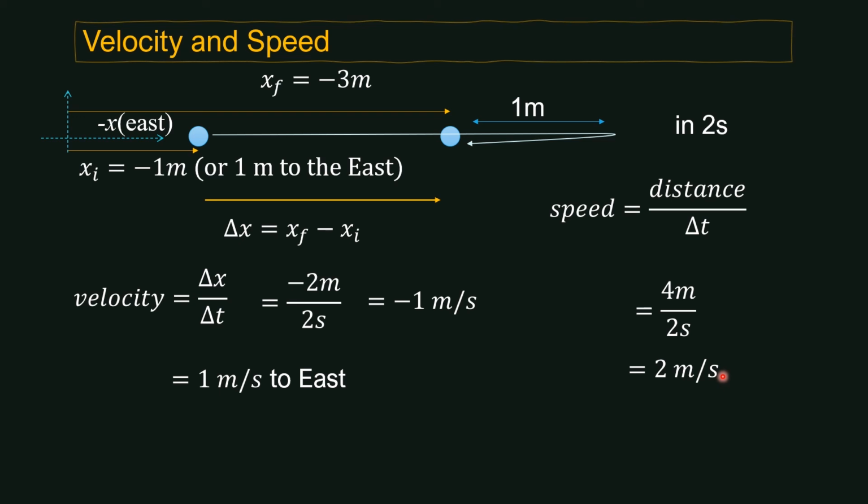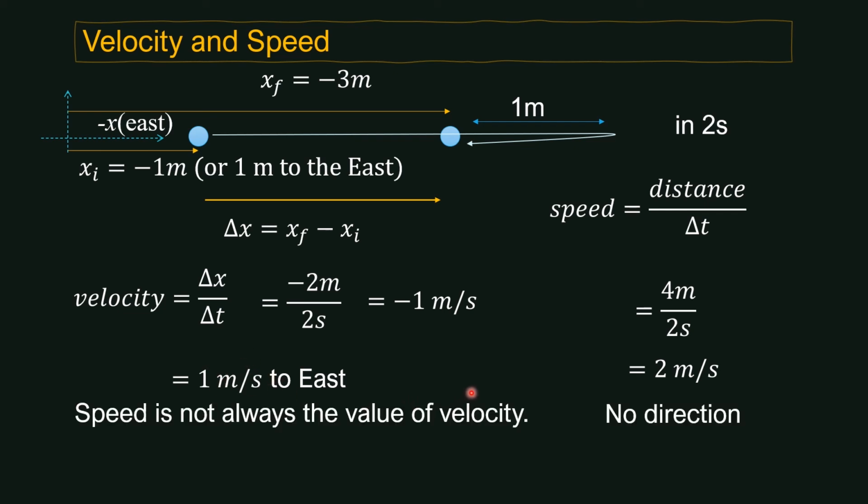You can see the speed is not simply the value of velocity in this case. When an object does not reverse direction, and just keeps moving in one direction, the value of velocity is the same as speed. But when it reverses, that's not the case. So let's keep that in mind. Thus, the speed is not always the value of the velocity, and speed does not have direction. So there is no sign, or always a positive sign.